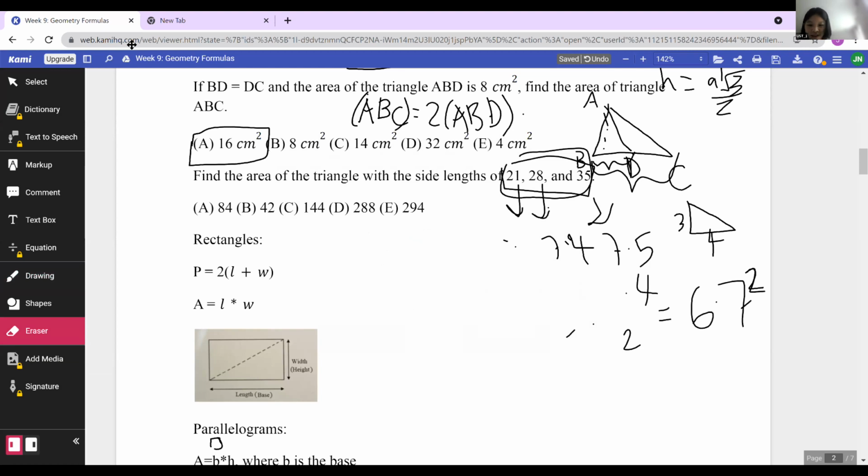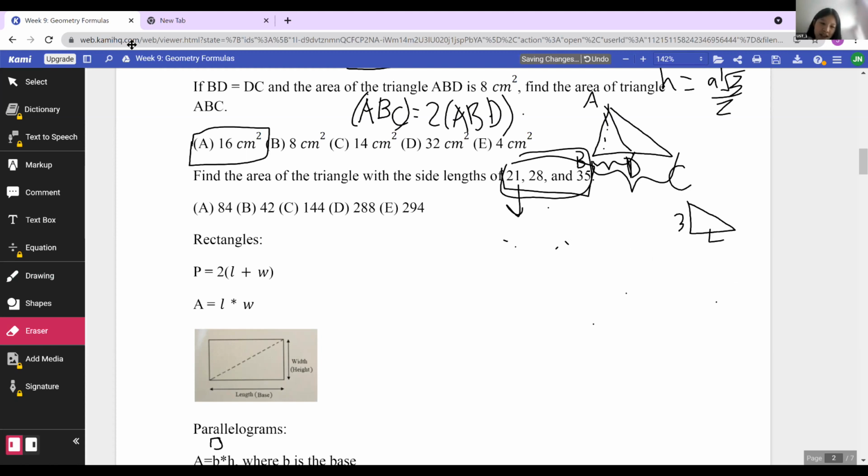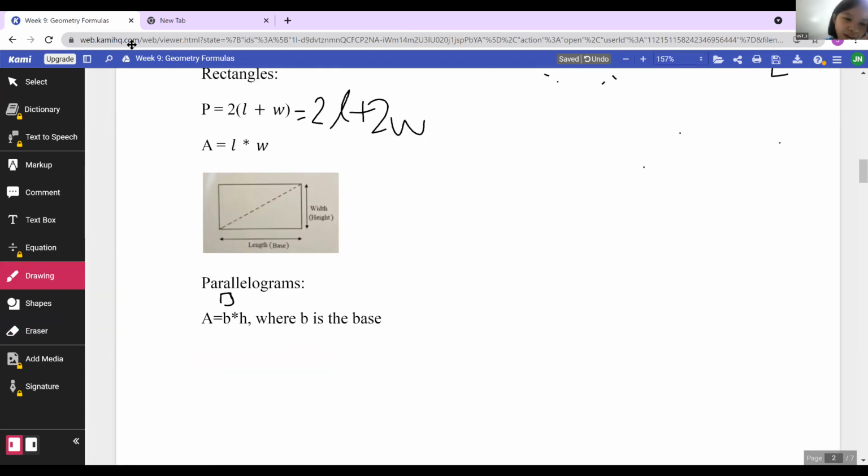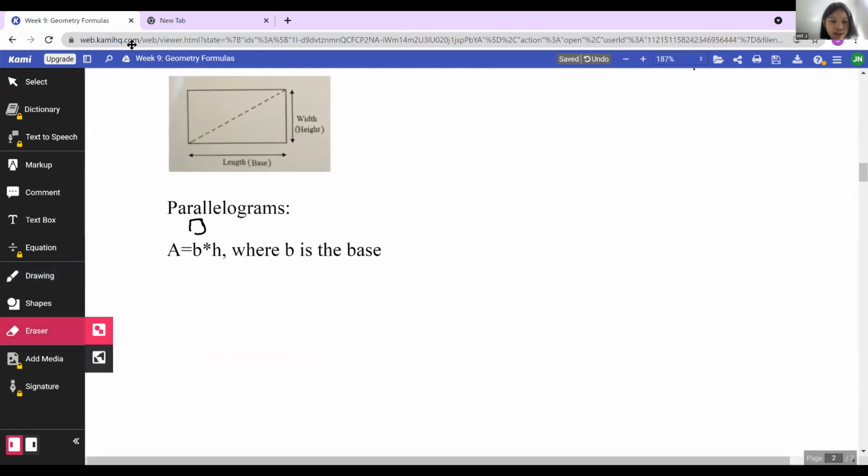Now we're gonna go over some quadrilaterals. For rectangles, the perimeter is 2 times the sum of the length and width, or 2 times length plus 2 times width. And the area is the length times the width. We could see all these simply, for example, by placing squares inside the rectangle.